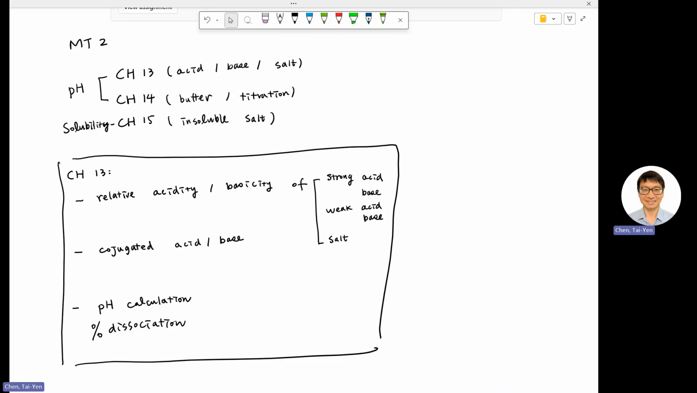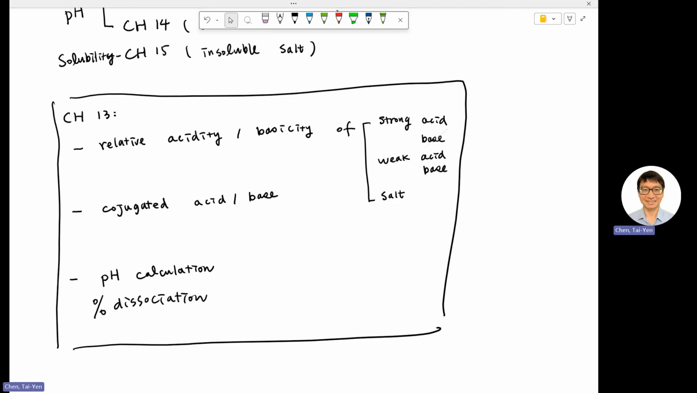we're going to chapter 15. Chapter 15 is about insoluble salts. Calculation-wise, it is super simple. The only thing to pay attention to is that you make sure you know how to get scientific notation on your calculator. That's the biggest part of chapter 15.